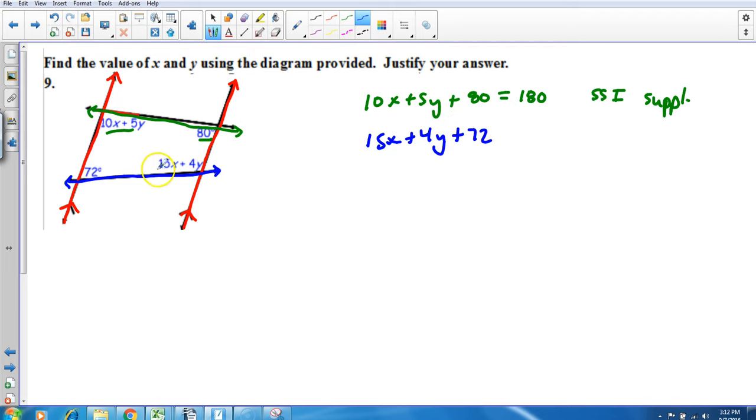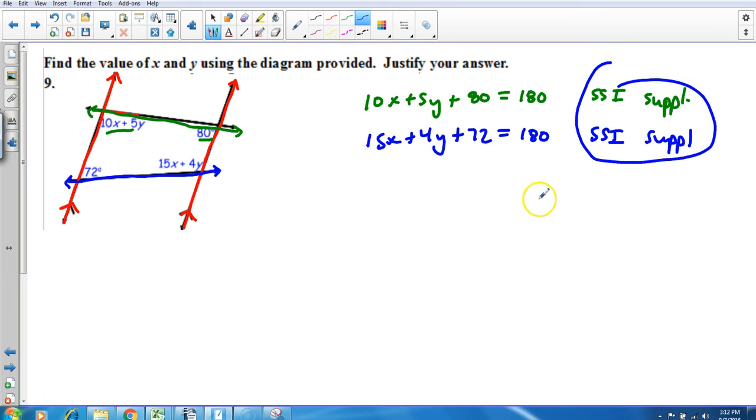So the sum of these two angles is going to equal 180. In other words, they are supplementary, and they're supplementary because they are same side interior. Make sure you guys list these reasons here. That's the most important part in this geometry class. After this, it's really just system of equations.